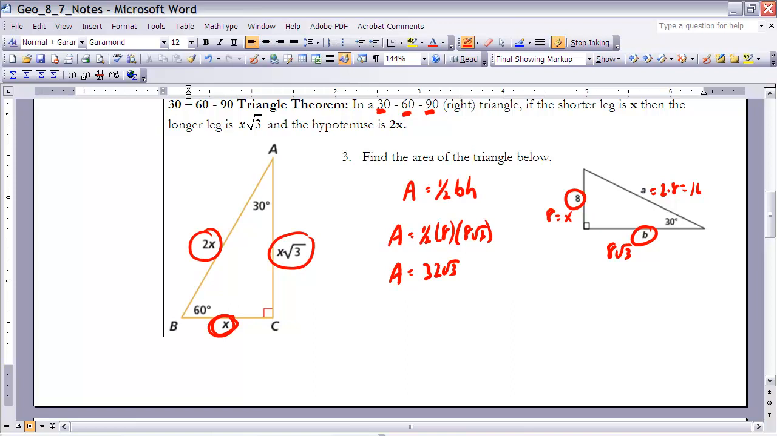And then we would write that in terms of units squared because we're talking about area. Now we could get a decimal approximation to that as well, but this is a fine answer for this particular problem.